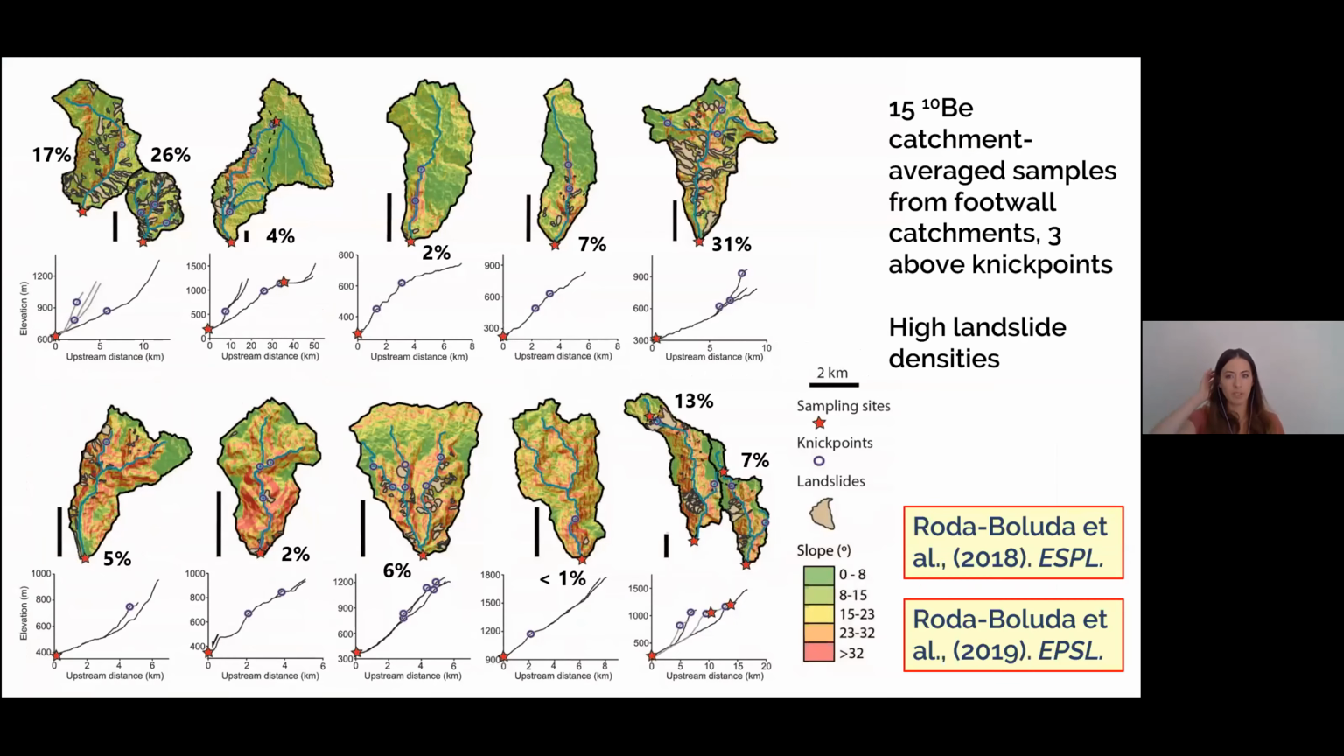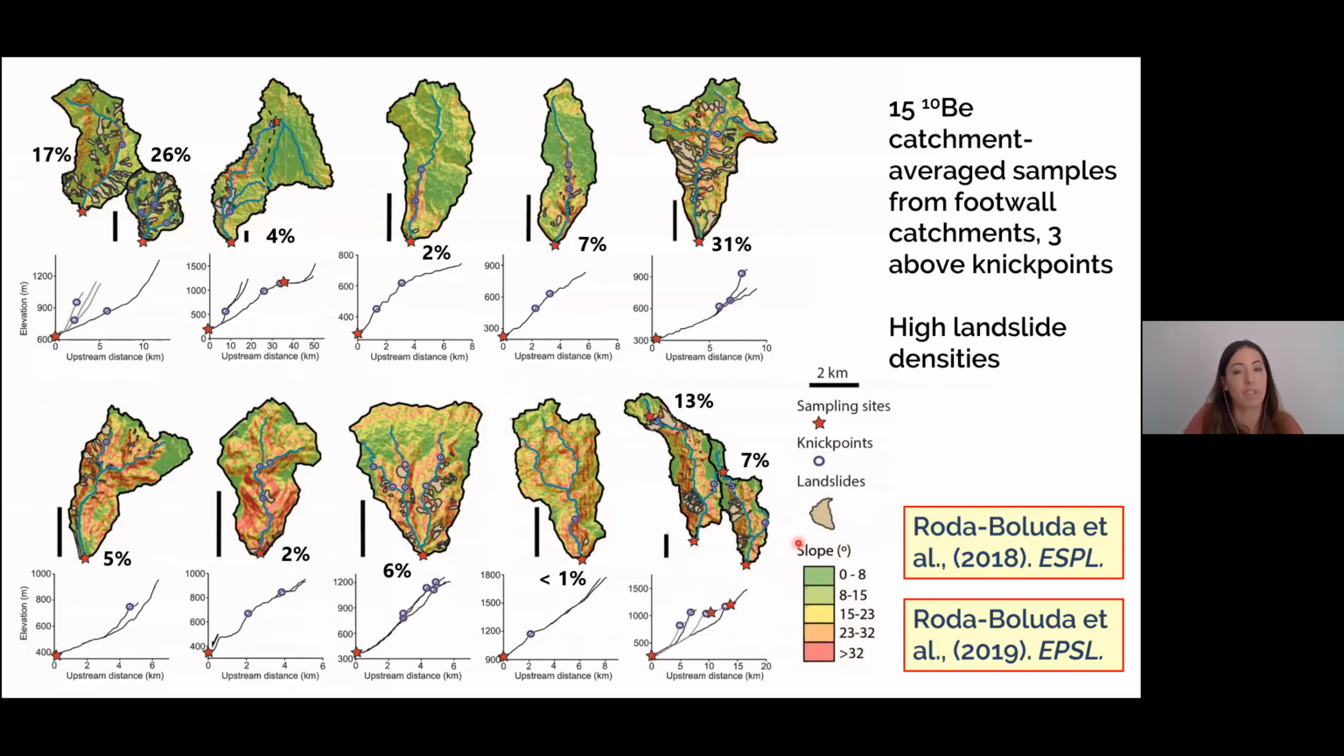So I selected 15 of these catchments to do cosmogenic nuclide analysis to estimate catchment average erosion rates. I'll explain a bit more of this technique in the next slide. So 12 are footwall catchments and 3 are these upper subcatchments above the nick points. What I'm showing you here is the slope maps of our sample catchments. You can see that green is lower slopes, and you can see that these catchments have different degrees of preservation of these flat uplifted surfaces.